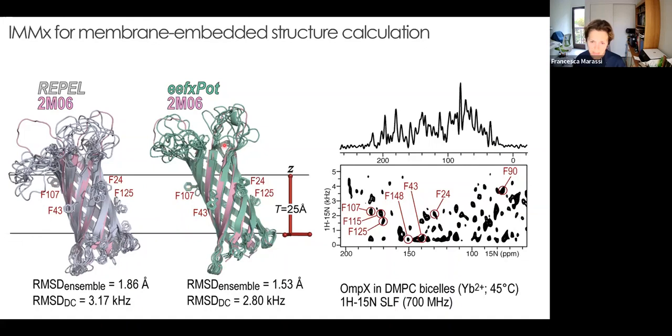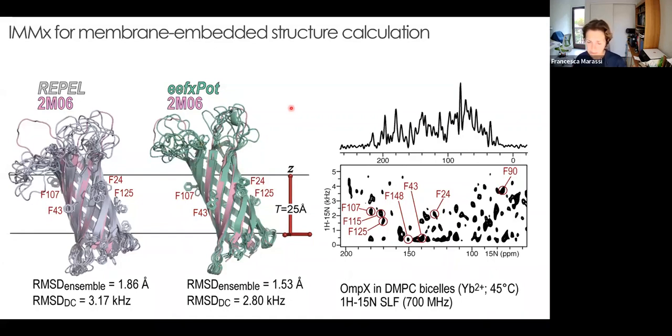Whereas the structure calculated now with the implicit membrane potential is much tighter. Okay, so again, you see the effect of not having sufficient restraints for the loops, but at least the loops are now pointing out in the correct direction as expected for the protein.